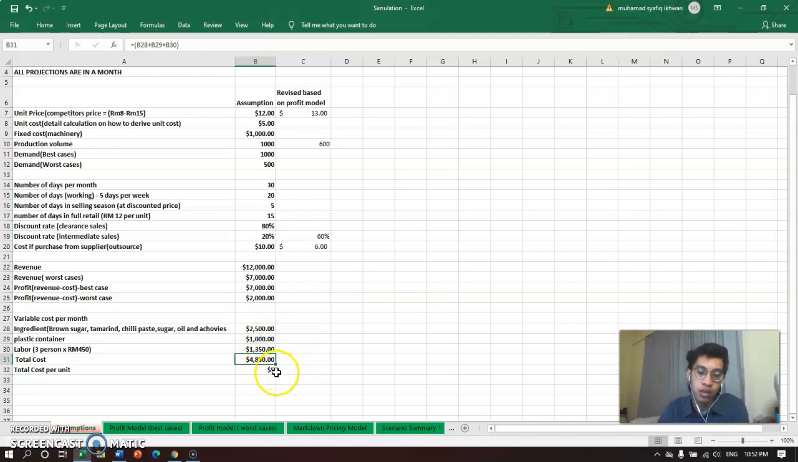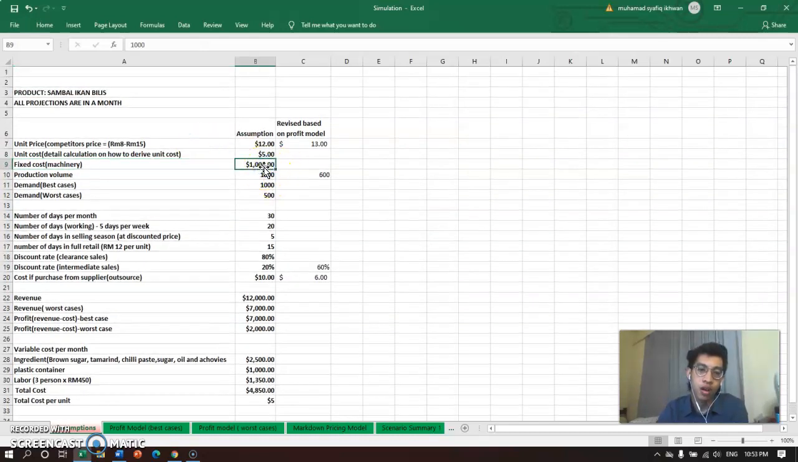So how do I get the total cost per unit, which is 5 ringgit? I divide this 4,850 ringgit by 1,000 units, which is my earlier assumption for my production volume. So I get 5 ringgit as my unit cost. Then we go to fixed cost. I am assuming that I will only need to pay for machinery to produce my products, maybe around 1,000 ringgit per month.